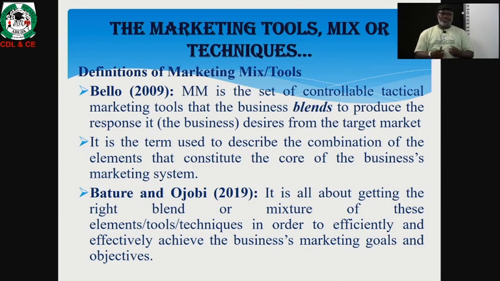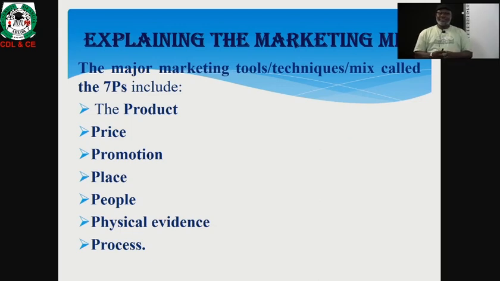It is a term used to describe the combination of elements that constitute the core of the business's marketing system. Bature and Ojobi in 2019 described it as all about getting the right blend, mixture, or combination of these elements, techniques, or tools in order to efficiently and effectively achieve the business marketing goals and objectives. Now, like I stated earlier, there are 7 P's, or 7 tools, or 7 elements in the marketing mix. Although they continue to vary, they continue to change, they continue to increase.